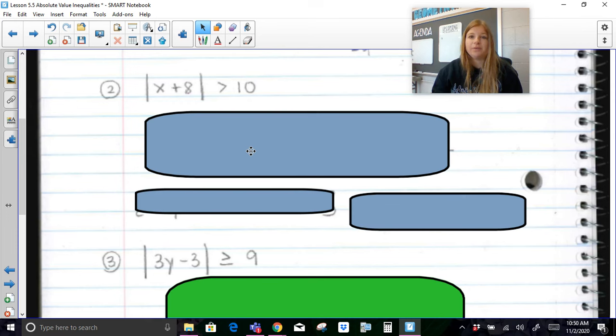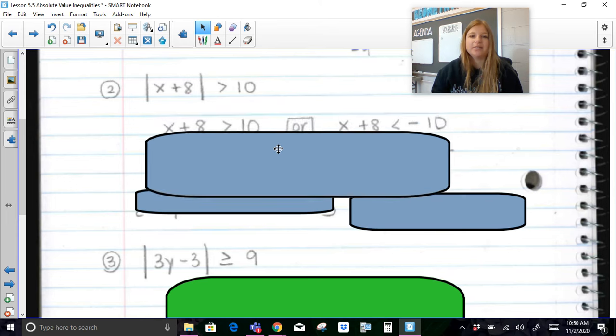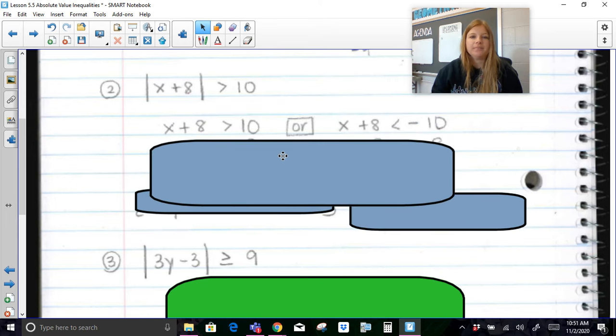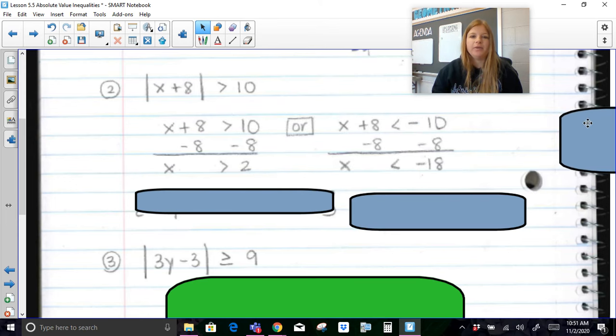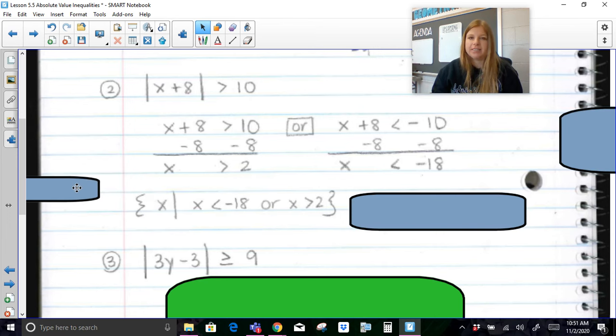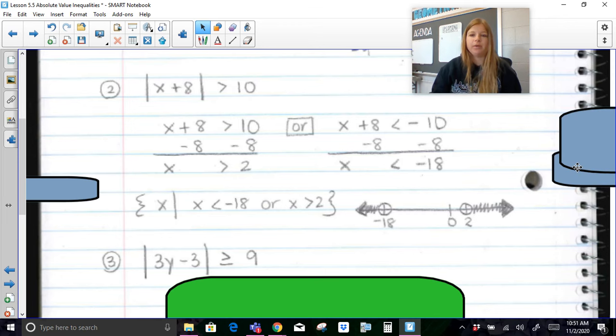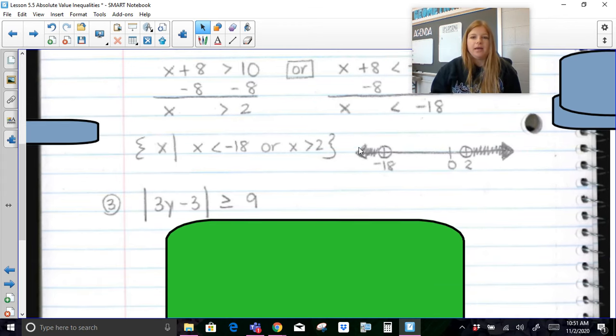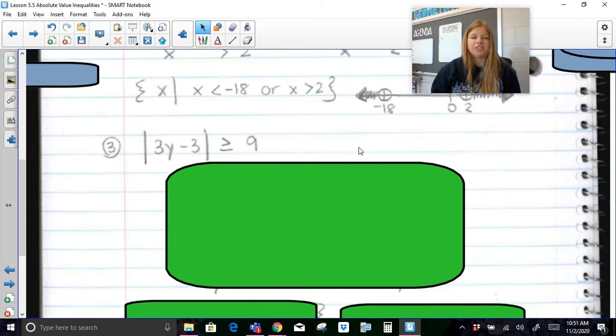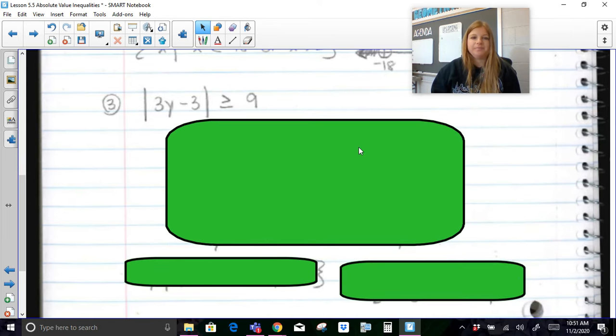Okay, hopefully you have finished this one before you're watching this now. It's greater, so it's going to be an or compound inequality. I go ahead and solve both. I can write it in set builder notation. I leave or in between. And then I can see when I go to graph it, they're in opposite directions. And then our last one. So give this one a shot and then press play when you're ready.